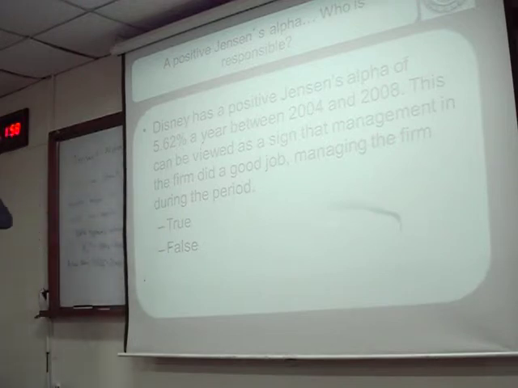True or false? Hands up for true. The management is doing a good job. Everybody has to put up your hand, either true or false. Hands up for true. Hands up for false. Okay, why do you say false?